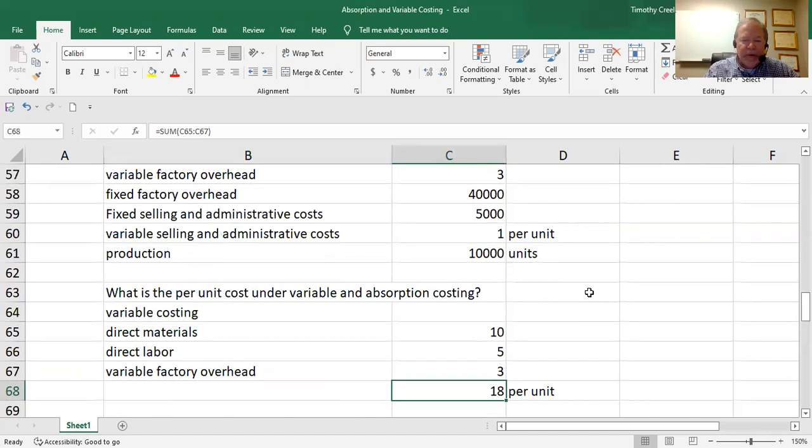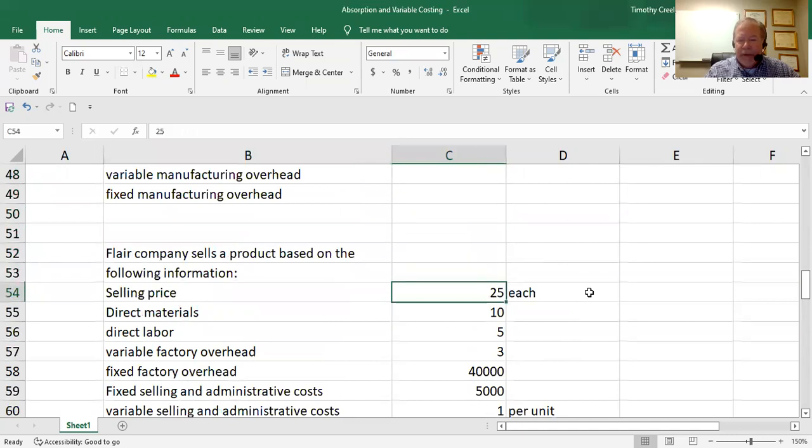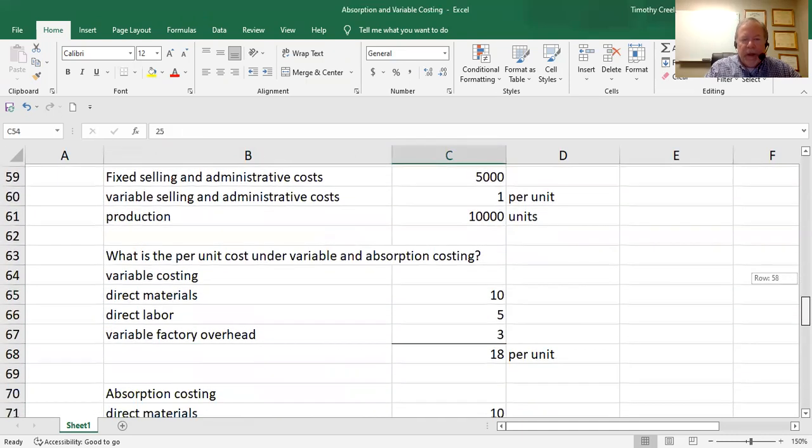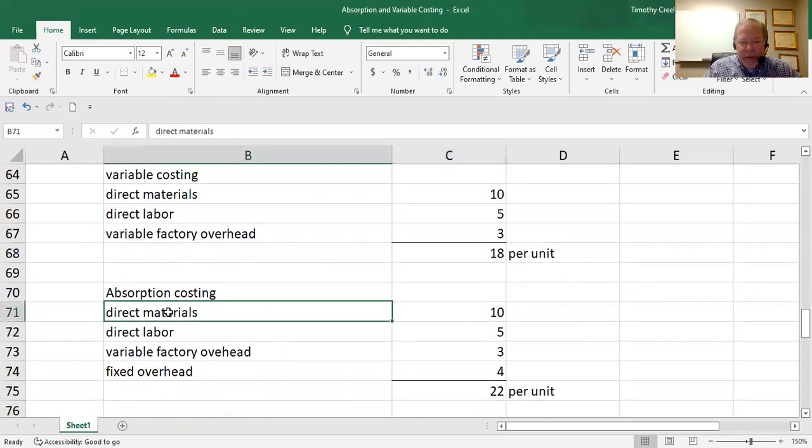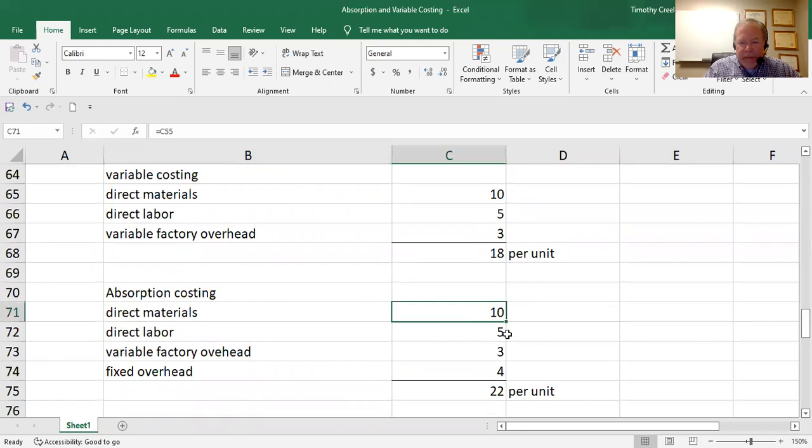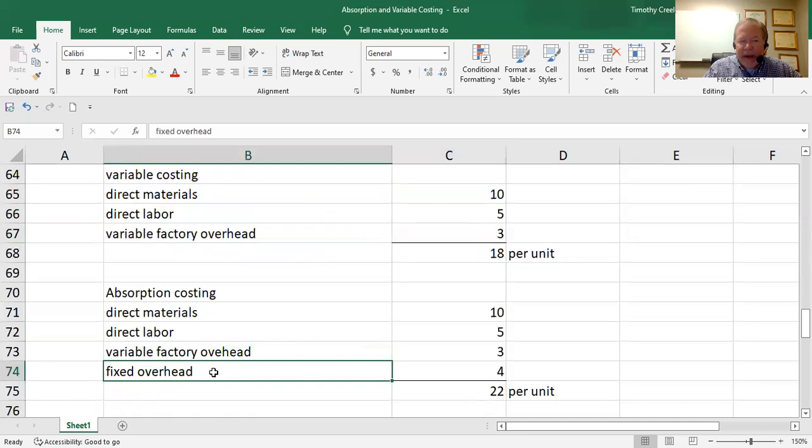So we would have a product cost of $18 per unit under variable costing based on the information that we had here. Now, what would that be under absorption costing? Again, it would be the direct materials, the direct labor, and the variable overhead, which were all reflected the same under variable costing, but also the fixed factory overhead.